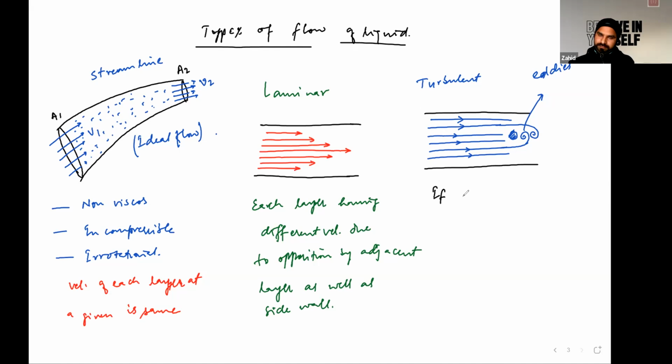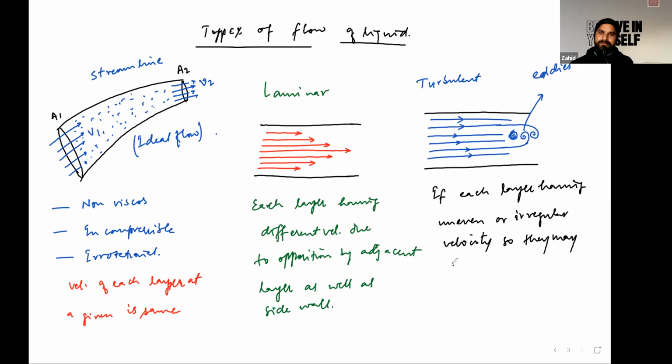So if each layer has uneven or irregular velocity, they may get spiraled and form eddies. This type of flow is called turbulent flow.